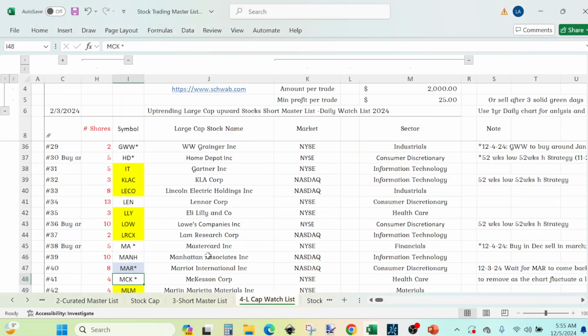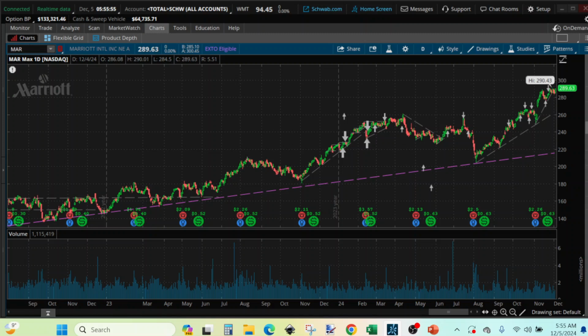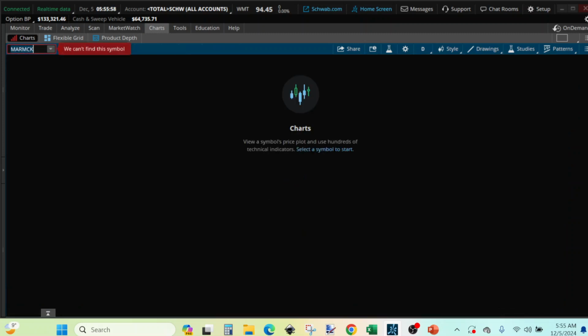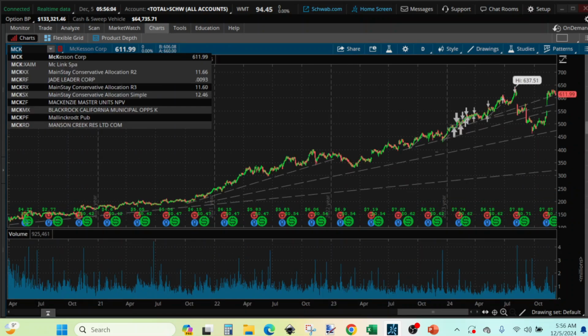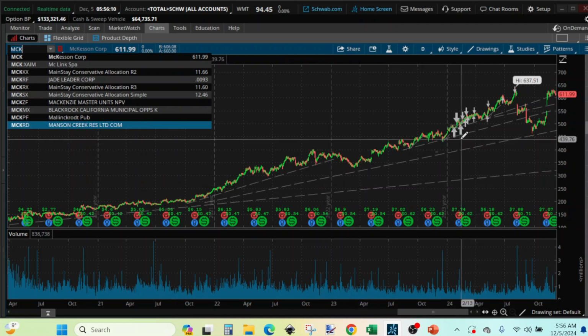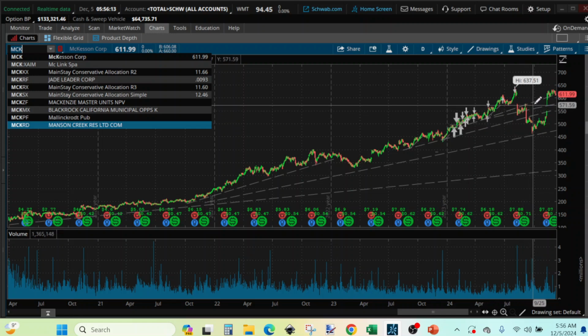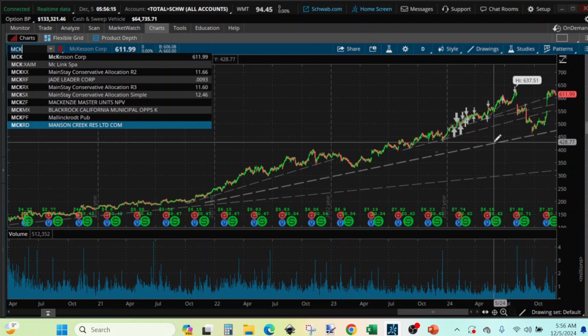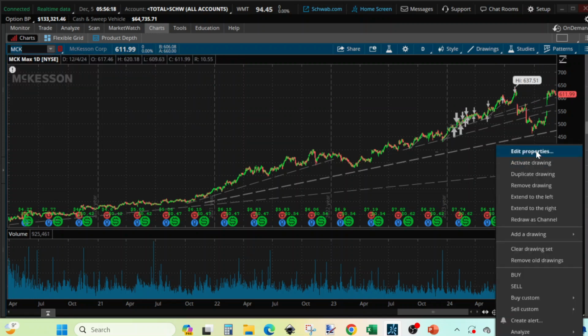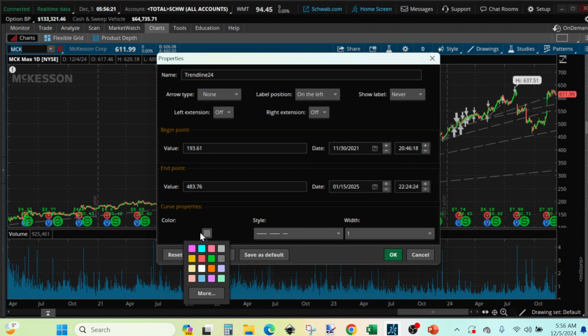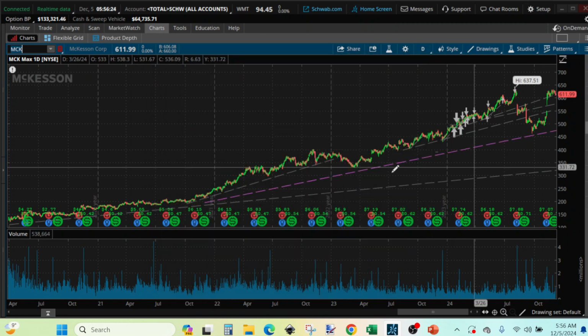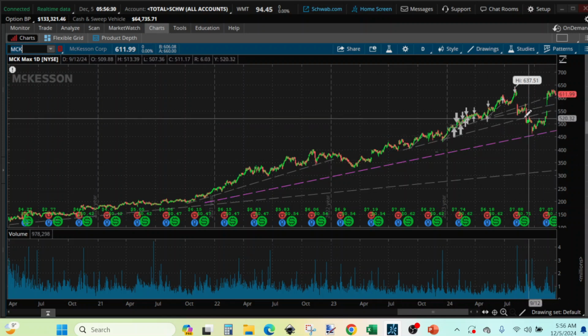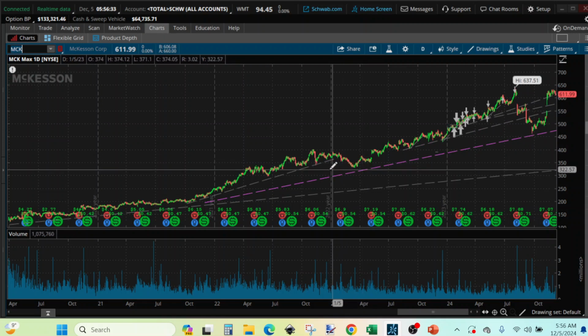So we'll go to MCK. Okay, so MCK, at first glance, this will be the line. Although I tried to follow it yesterday on this line, I think this will be the line if I'll be working with this stock, because that's the line that it came back to. Whether it's going to come back to it, we don't know.